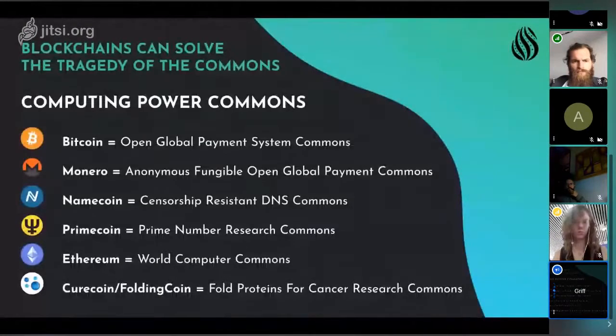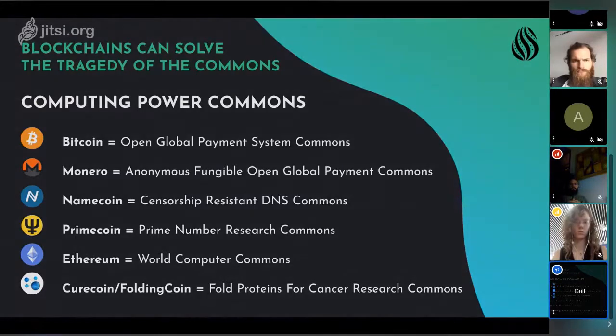If you put on your commons perspective, you can see most blockchains actually are providing an aligned incentive for the production of a shared resource. Whether it's Prime Coin, just finding prime numbers for the world, or CureCoin, folding proteins for cancer research, they're using the block reward to provide computing power for a computing power commons.